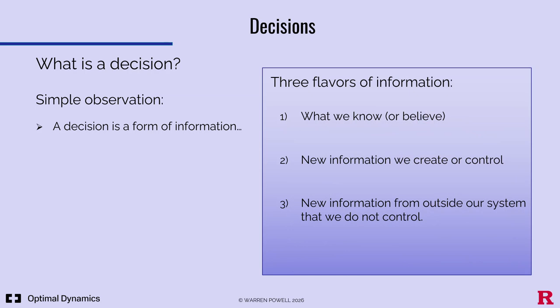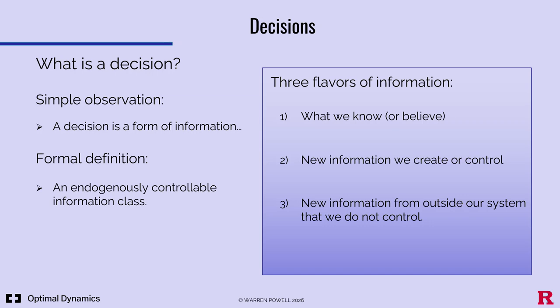Okay, so let me start with the observation. A decision is a form of information. So let me identify 3 flavors of information. There's what we know or believe at a point in time. There's new information that we create or control. Okay, so this is where I'm changing the system by creating information, which is really making a decision. And then finally, new information that comes to the system from outside that I don't control.